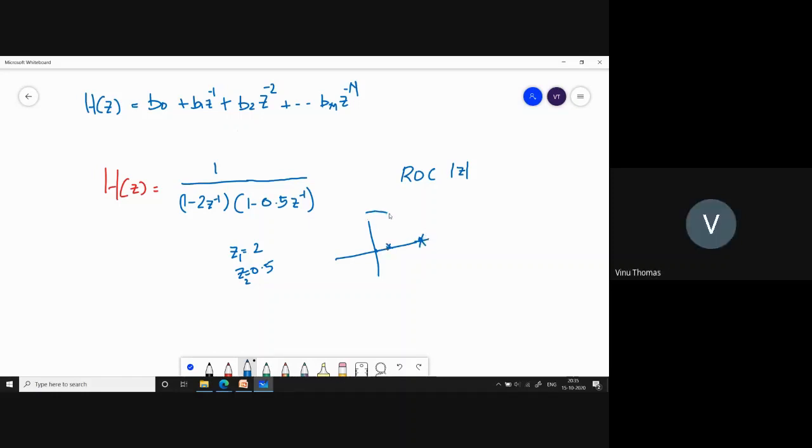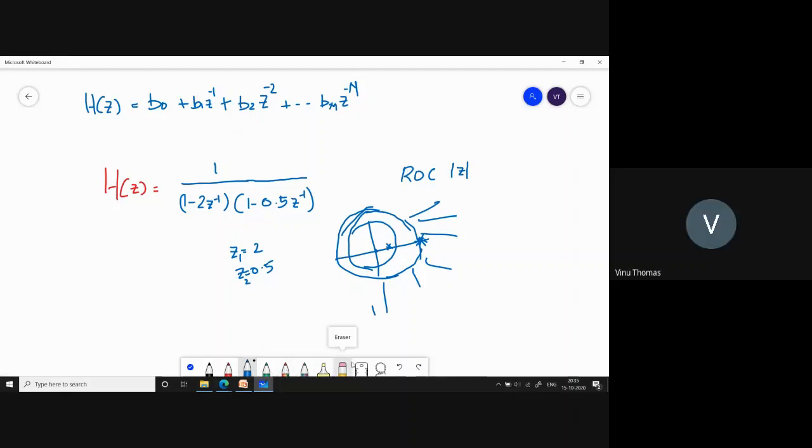So the region of convergence cannot include the poles. Therefore, it should not include Z equal to 2, which means you don't have to bother about Z2 equal to 0.5 because this is the outermost pole. The region of convergence is outside this, and you have the unit circle only here. Which means the ROC does not include the unit circle. So unstable. So this is not stable.